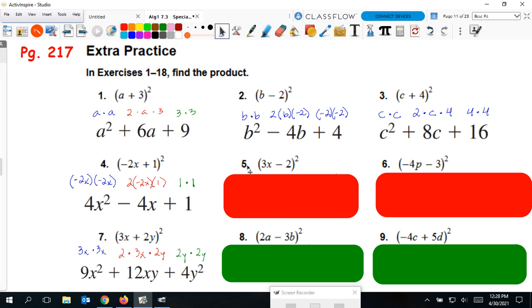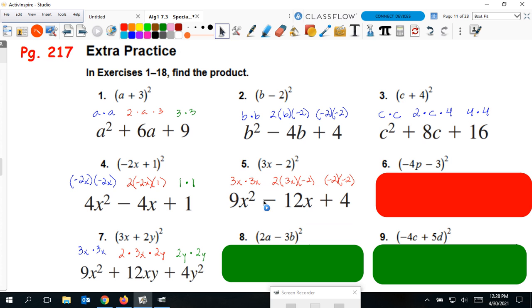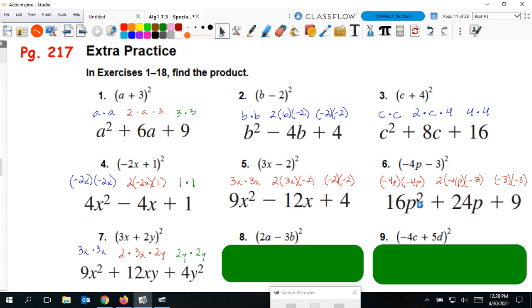And then for number 5, the 3x minus 2 squared, so we're going to get 9x squared for the first one, and then minus 12x for the middle, and then positive 4 for the last one. Number 6, negative 4p minus 3 squared, so it's going to be 16p squared for the first term, positive 24p for the second one, and then positive 9 for your last one. Make sure you understand the signs here, so an easy mistake might be made with getting a sign wrong. Perhaps you might have got a sign wrong. Just see on each one of these we're multiplying negative times negative to get a positive here. There's 2 negatives in this one, making that one positive. Negative times negative here, making that positive.